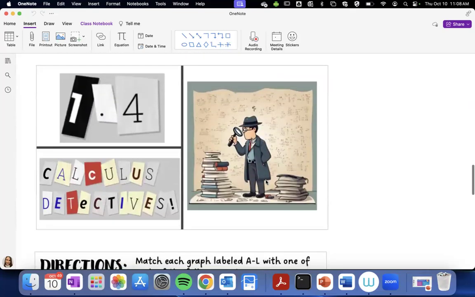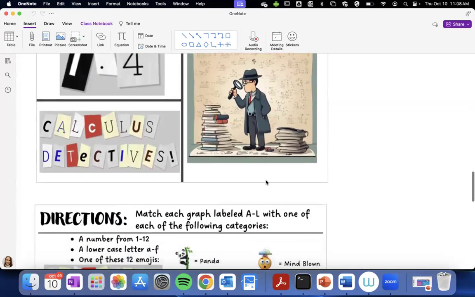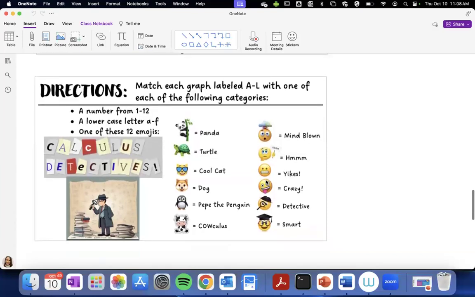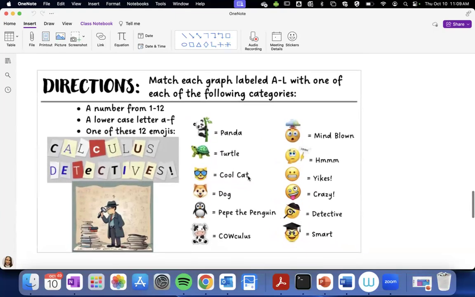So your goal today is to match each graph labeled A through L with one of each of the following categories. And I thought the emojis were fun. I came up with all the emojis. So on your grid, you're going to put the answers. I do have the answers if you want to check anything. So I'm going to hand out the cards. I'm going to give each group cards. And you guys can feel free to spread out.